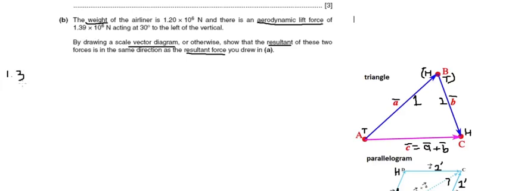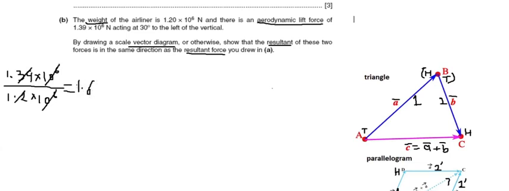is nothing but 1.39 into 10 raised to 6 divided by the weight, 1.2 into 10 raised to 6. Okay, so this 10 raised to 6 and 10 raised to 6 will be cancelled out, and in this calculation you can get the value approximately 1.6.